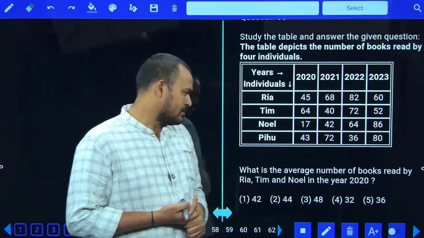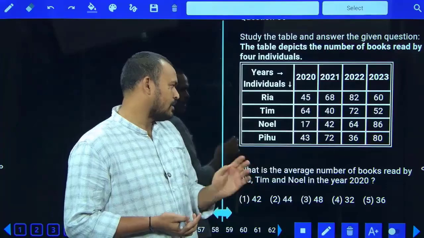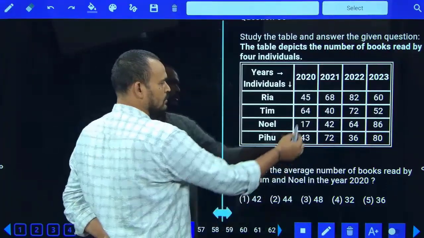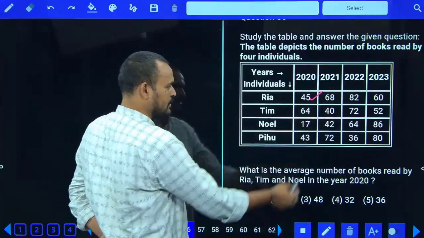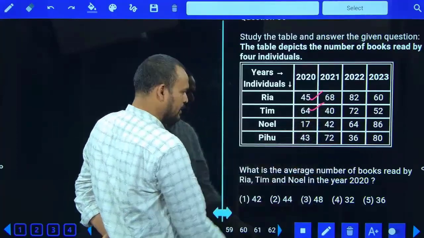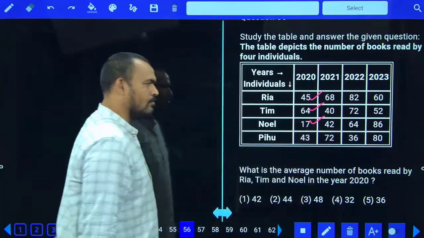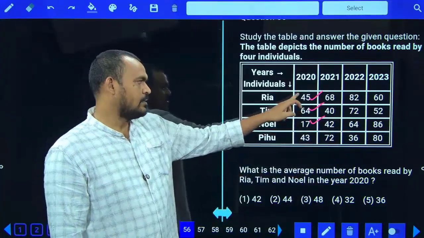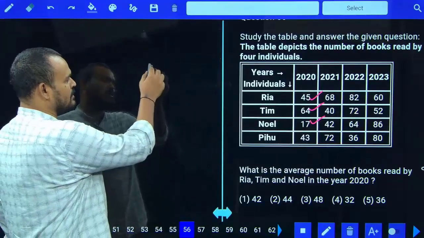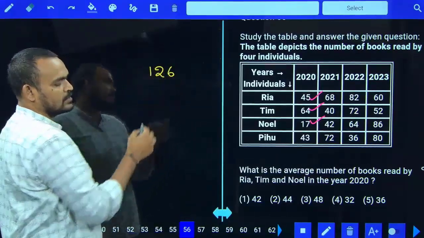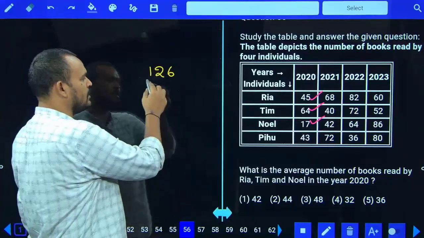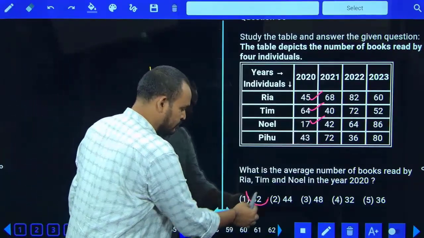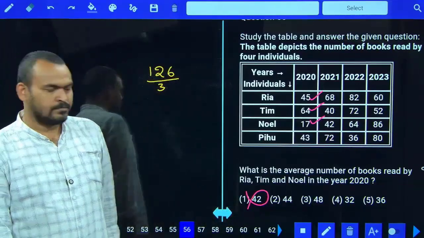How many persons here? 3 persons. 3 persons in the same year or different year? Same year. First, what is Ria in 2020? 45. Next, Tim value 64 and Noel value 17. 17 plus 64, how much? 81. 81 plus 45, 126. 126 is the sum, but we require the average. Divide by 3. What is the answer? 42. Which option? First one.